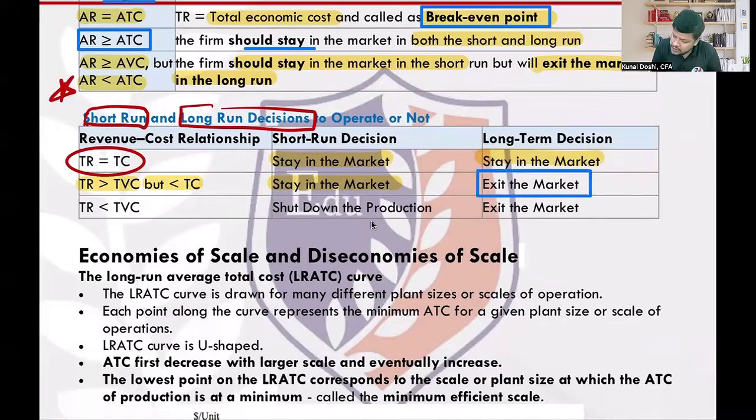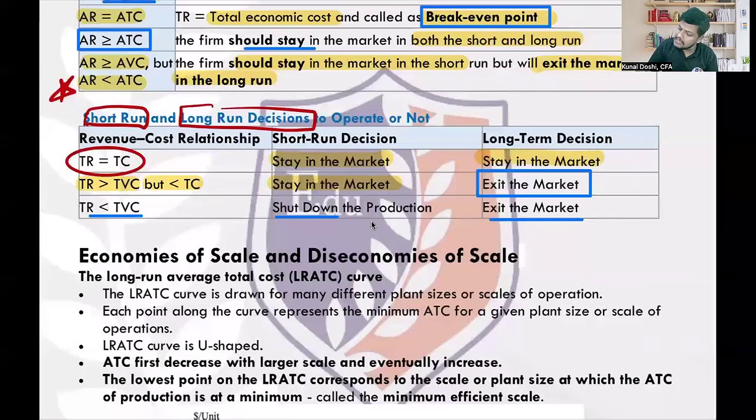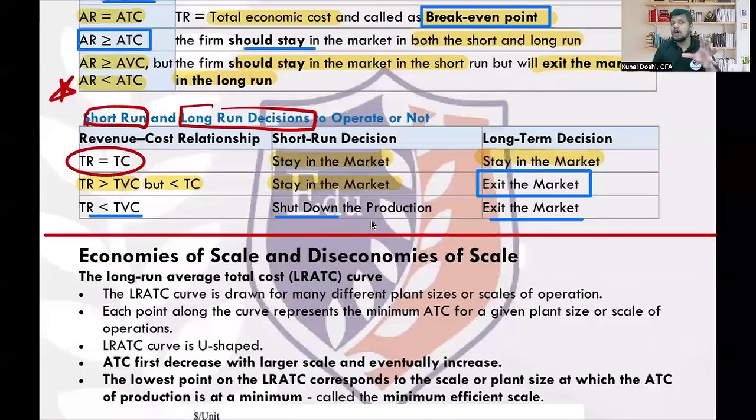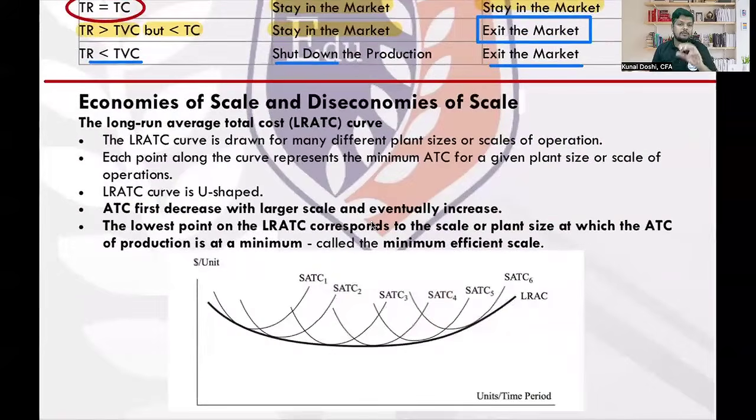And if your total revenue is below total variable cost, there's no point continuing the business. It's better to shut down rather than continue even in the short run. Understood, everyone? This, as per me, is one of the most crucial things and very frequently asked in exams. We will also see some questions, but there are surely going to be questions related to this shutdown point.